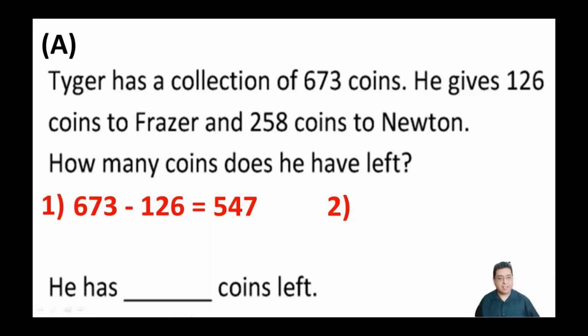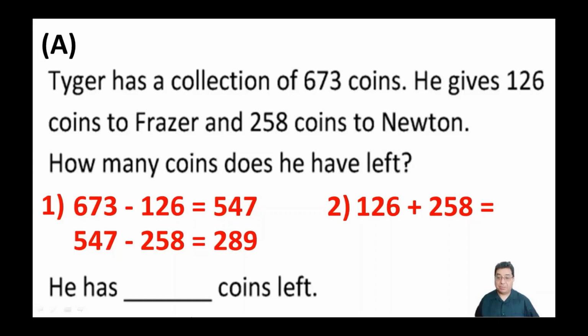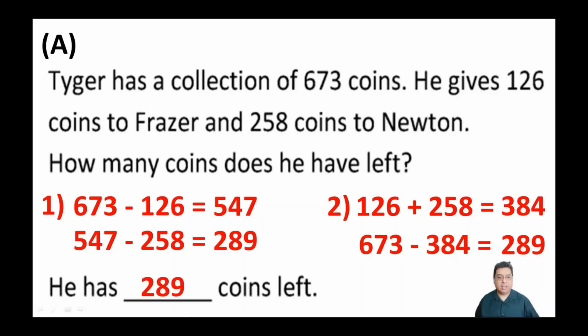And then I did 547 minus 258 equals 289. Now for the second way, what I did was I did 126 plus 258 equals 384. And then what I did was I took 673 minus 384, which equals 289. So as you can see here, he has 289 coins left.